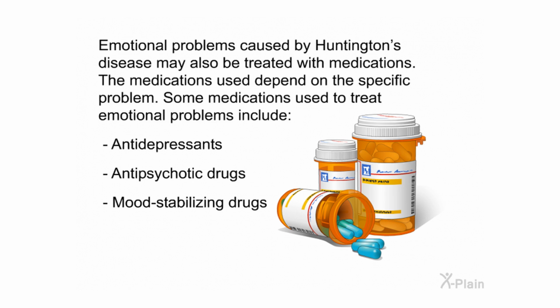Emotional problems caused by Huntington's disease may also be treated with medications. The medications used depend on the specific problem. Some medications used to treat emotional problems include antidepressants, antipsychotic drugs, and mood-stabilizing drugs.